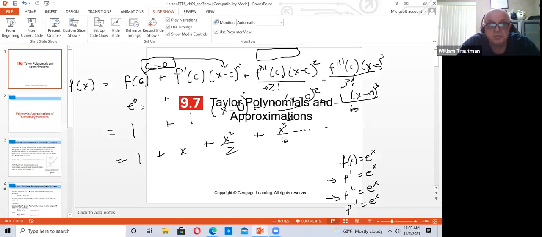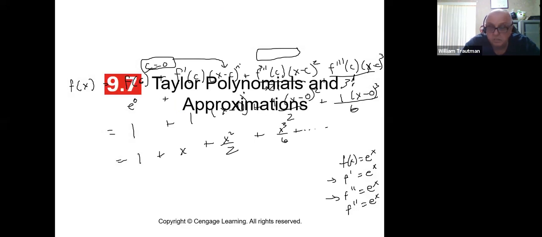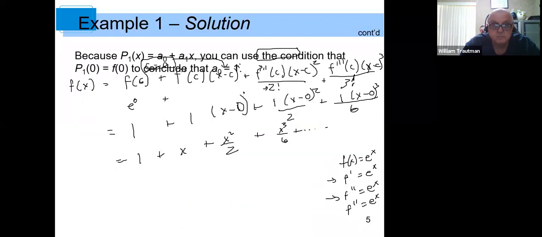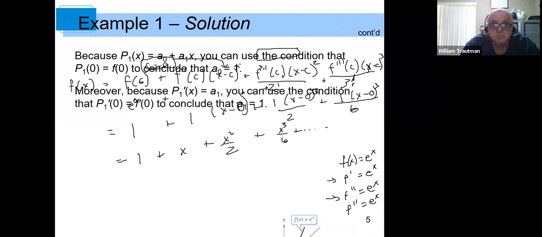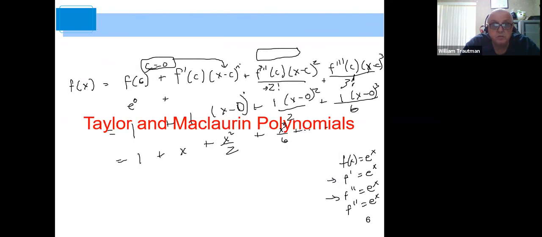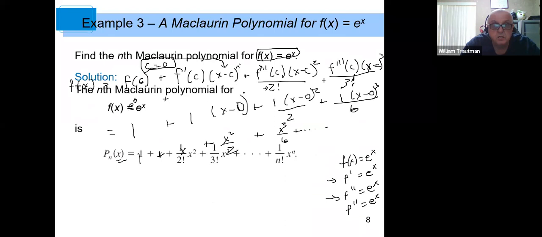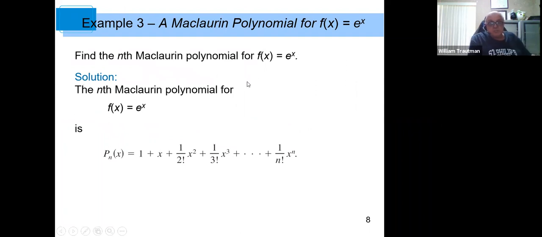So this becomes, oh, hang on. What happened? I'm going to erase everything I did. This is what it becomes, pretty much the same thing. I wrote down the 1, the x, 2 factorial. You could write it like this, or you could say 2 factorial is 2, or 3 factorial is 6.